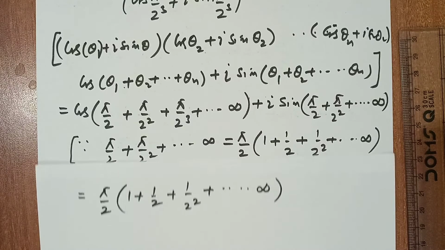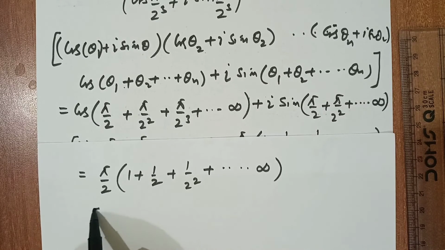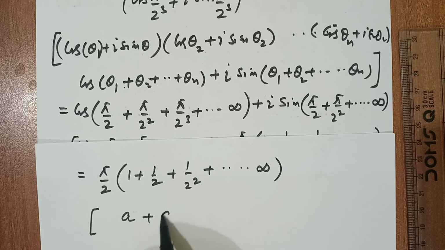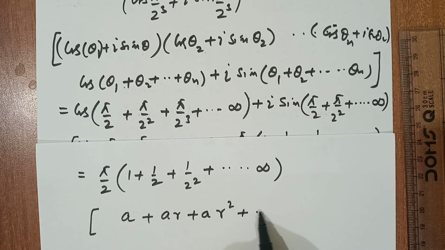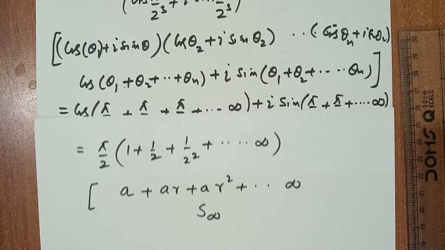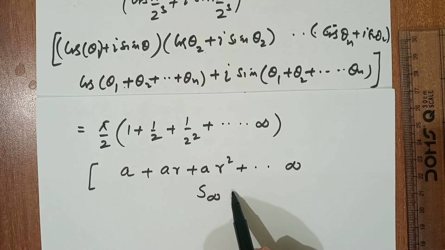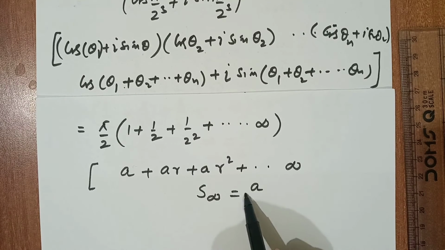So in geometric progression we have a plus ar plus ar square plus up to infinite. The sum of infinite terms, S infinity, in case of geometric progression, is equal to a upon 1 minus r. a is the first term, r is the common ratio.